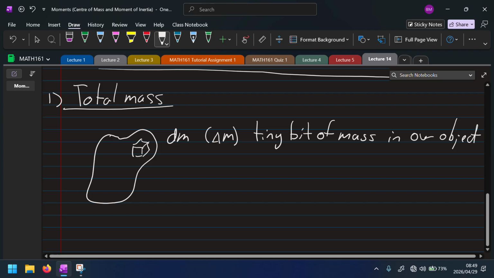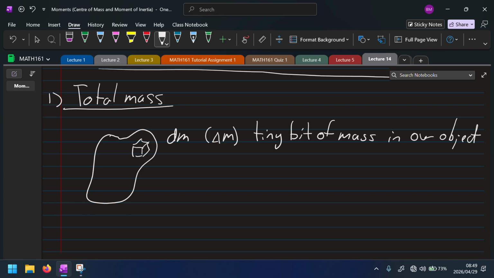Okay, so if we know the mass of a little piece of the object, how do we find the mass of the whole object? We need to add it up. We're going to add up all of the pieces. Now, if these were individual points or individual blocks, we could just sum them up. But here it's an infinitesimal amount, dm. So instead of adding all of the pieces together, we have to integrate them. So here we're going to have capital M as our total mass, which is the integral of dm.